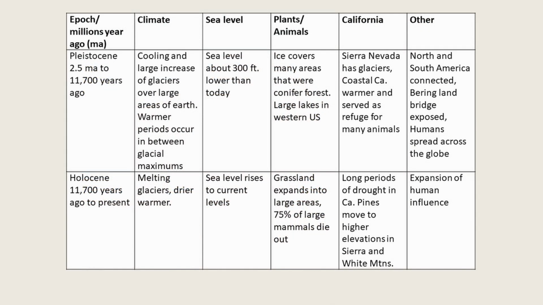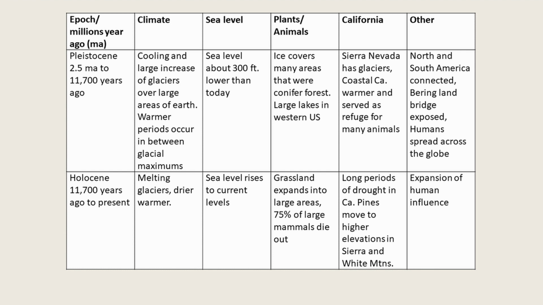Okay, we're down to our last two epochs. The Pleistocene. Most people have heard of the Pleistocene. This is the Ice Ages. 2.5 million years ago to 11,700 years ago. Okay, this is the period where human beings spread across the globe. So a lot of our genetics and our history comes from this period. So we have a big cooling, large increase in glaciers over large areas of the Earth, with warmer periods in between what are called glacial maximums.